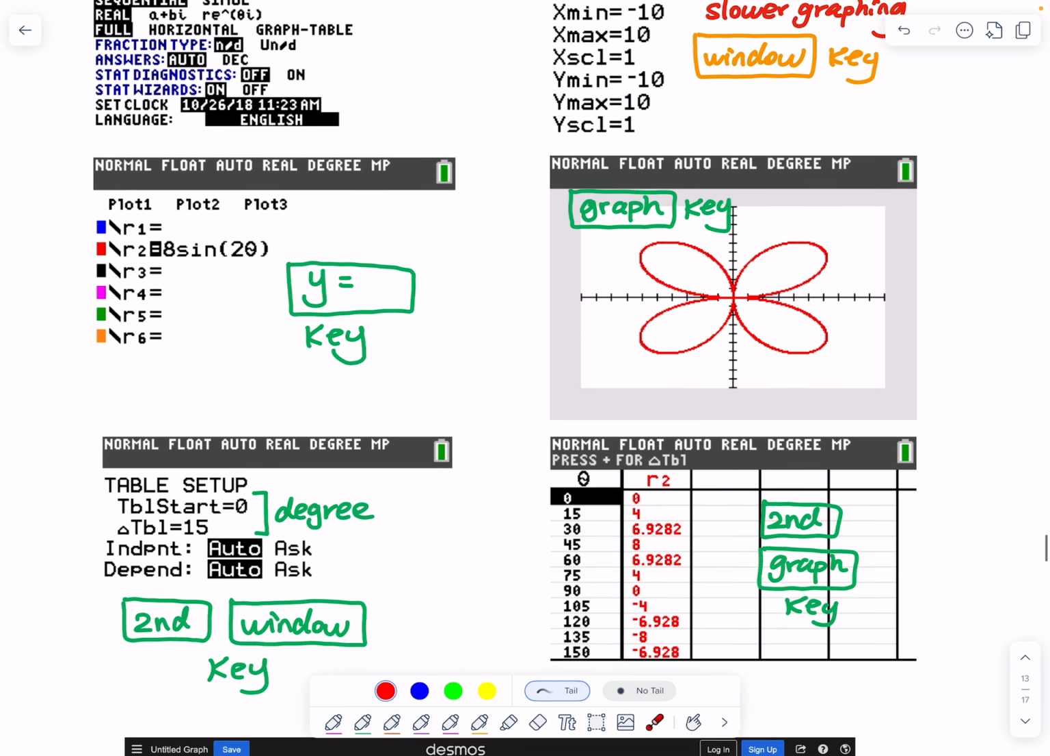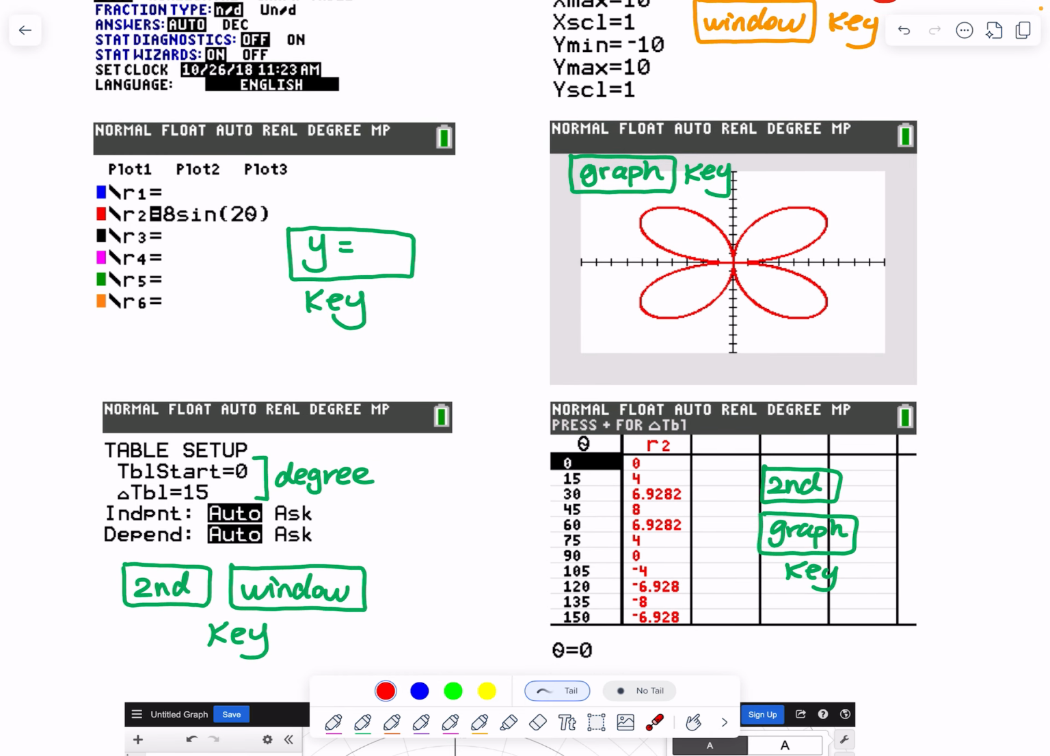And then what about the table? For the table, let's do some table setup. Can you go to second and then window? Do you see that above the window key there is TBLSET? That is for table setup. You click second, you click the window key. And then I want to start from 0 degrees. My increment is 15 degrees. Again, we are in degree mode. 0 degrees, then 15 degrees.